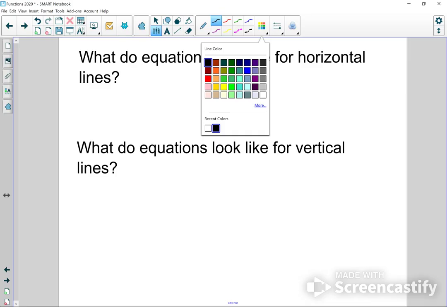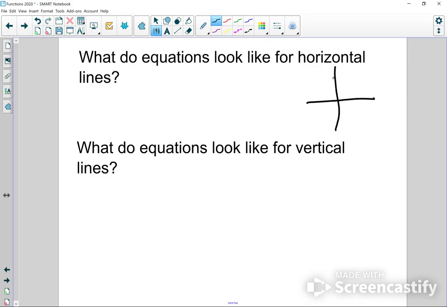Those are for horizontal lines. Well, here's a coordinate plane, and a horizontal line goes like this, left to right. The only thing that these all have in common is the same y value, because look, they're all up at the same height. Well, it's y equals some kind of number.